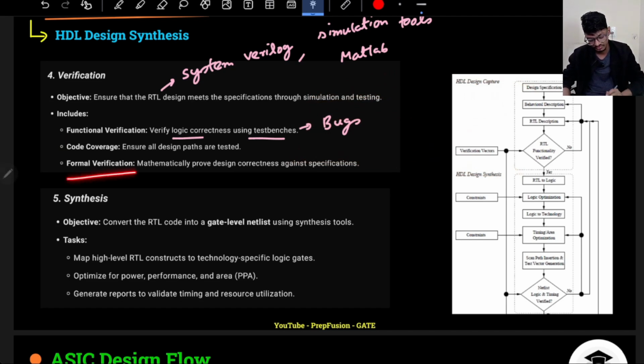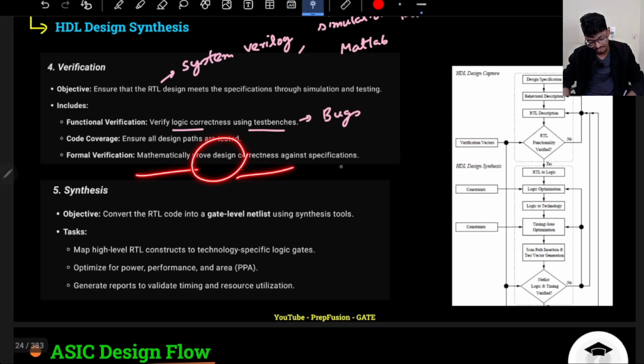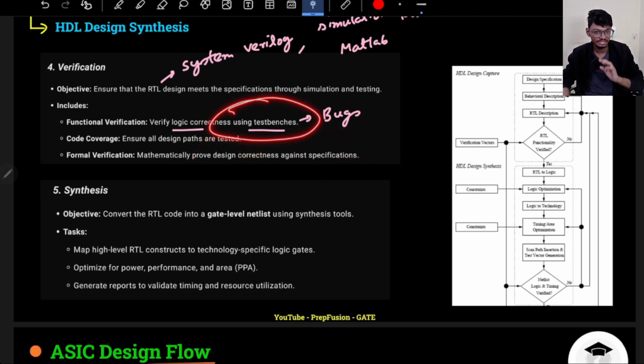Okay, then there is formal verification. Mathematically prove design correctness against the specification. Okay, this doesn't check the specs, this checks the functionality. If I have designed a mux, then it should be able to select any of the 4 lines, correct? I don't check how the strength of the signal is or all of that. All that is checked in the formal verification. After functionality is checked, then we check whether the spec is getting met or not. Basically the output SNR, how is the output SNR, how is the INL, how is the DNL, all those things.